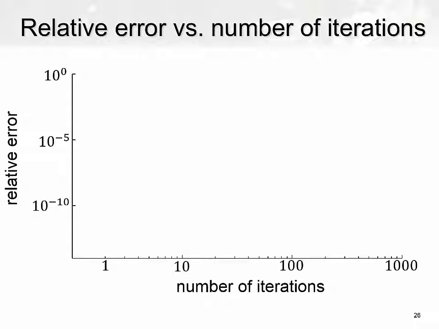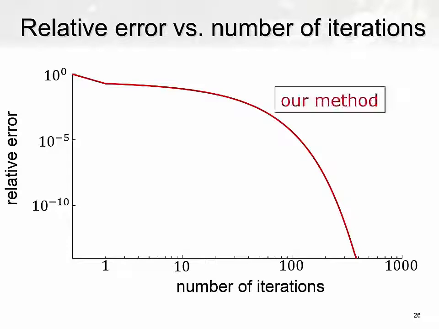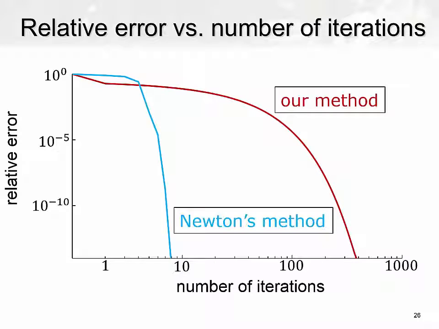So the next logical question is, how does this approach compare to traditional Newton's method? So in this graph we made an experiment. We took one example frame from a cloth simulation and compared the speed of our alternating solver here to Newton's method. And note that this is a log-log plot. We can see that our method actually needs many more iterations to get to the same level of accuracy as Newton.